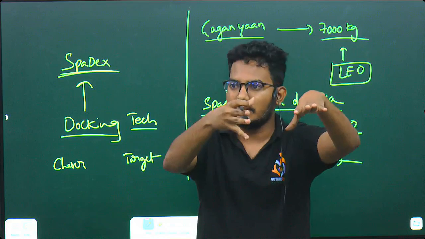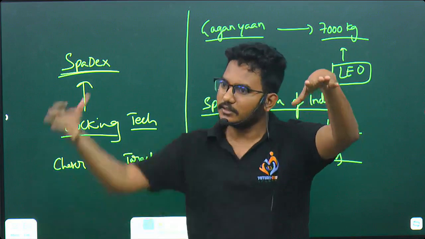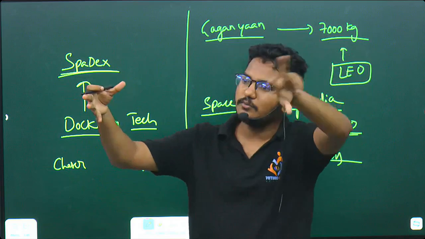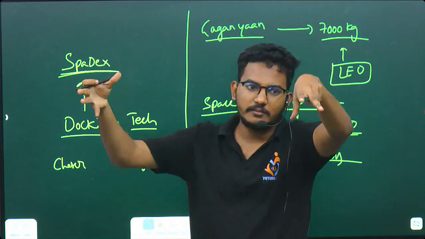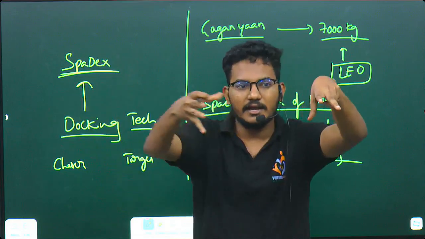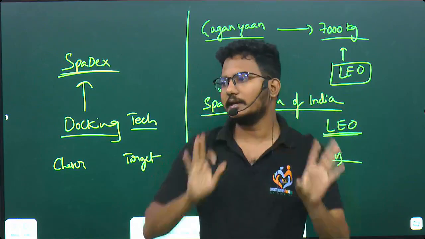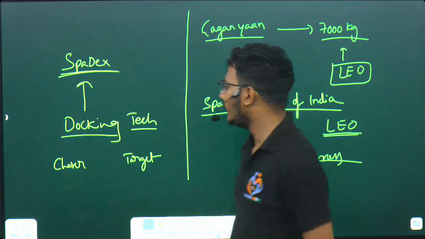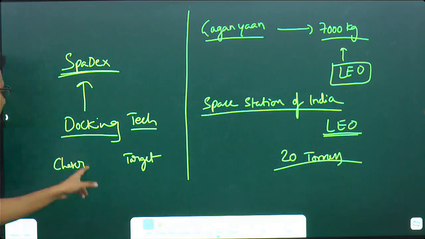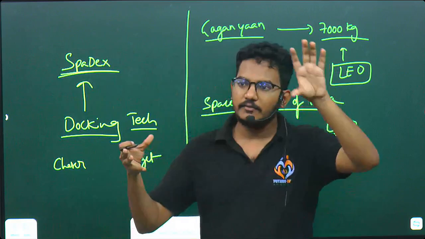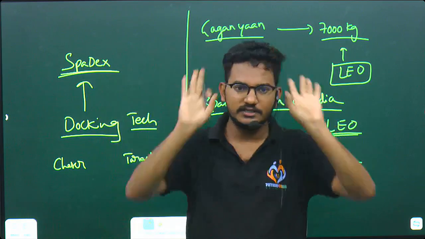This technology is called docking technology. The third time when we send the third room, two rooms are already there. Now these two rooms become the target and this will become the chaser. They'll go and attach to these two rooms, and this is called docking technology. In this SpaceX mission, we tried chaser and target, which means we have sent two things, and we tried docking technology in space.